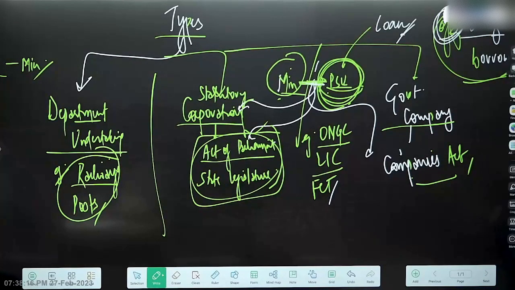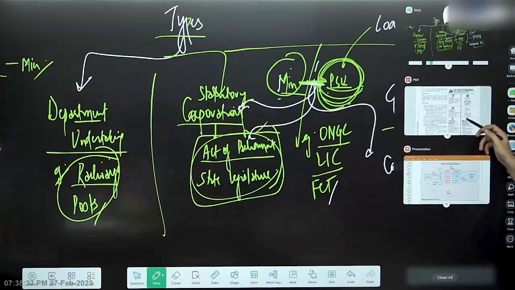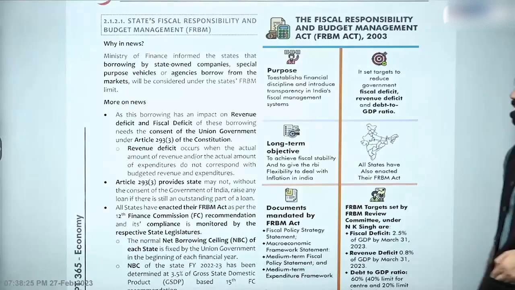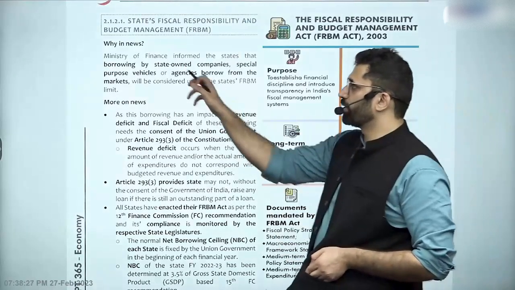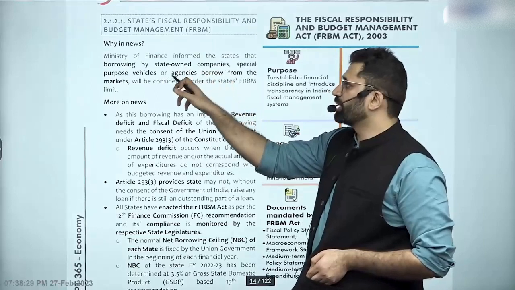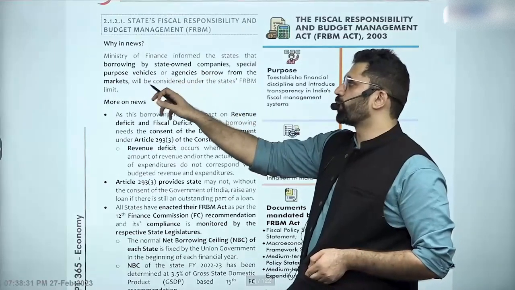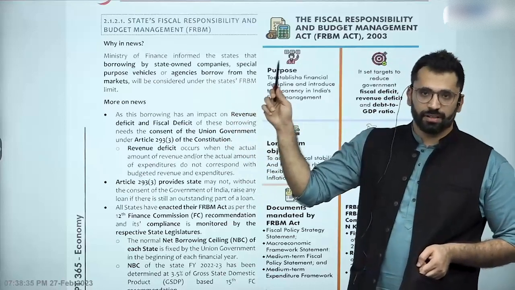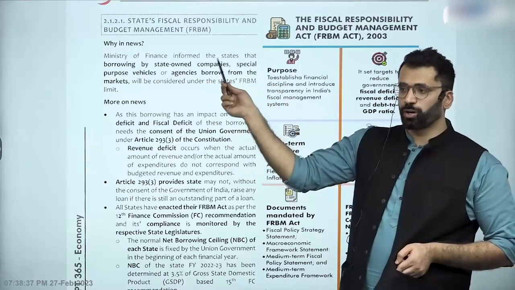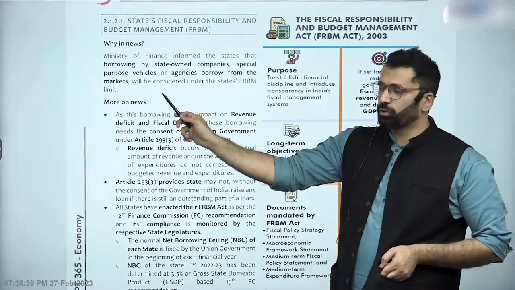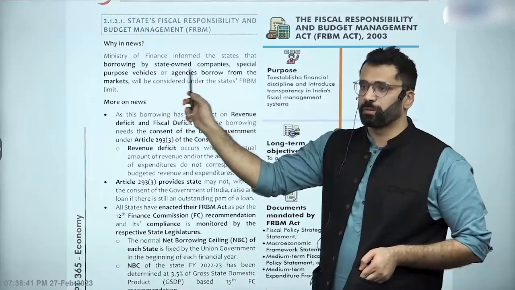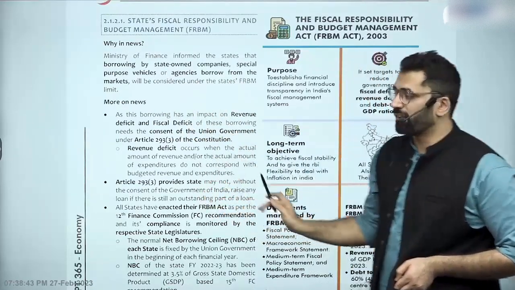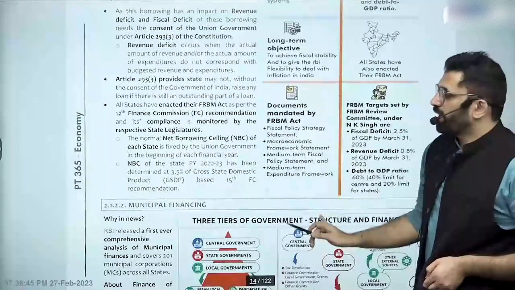So now under Article 293, this year the government has said even your off budget borrowings will be counted under the conditions which we give. Borrowing by state owned companies, special purpose vehicles or agencies which borrow from the market will be considered under the limit. Earlier they were flouting the limit because these borrowings were not reflecting in the budget. So now whatever they borrow will be counted in the same limit which we have given under Article 293.